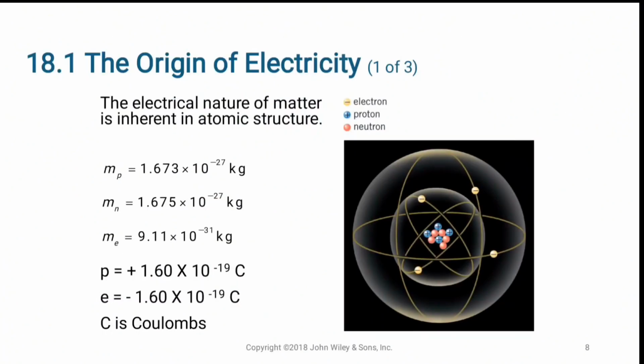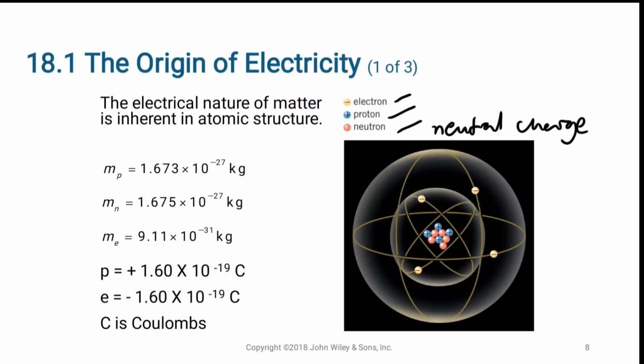Moving forward, if we study this one, The Origin of Electricity, it says that electricity is a nature of matter and is inherent in atomic structure. So again, we have the electron, which has a negative sign, the proton has a positive sign, and the neutron serves as the neutral charge, or no charge at all.